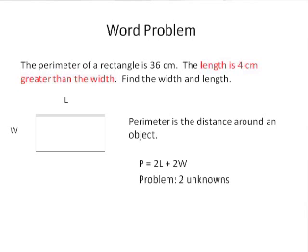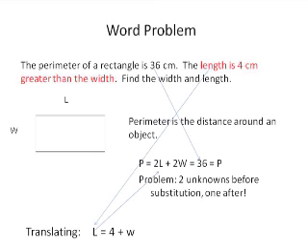We need to start pulling the information from the problem. We know the perimeter is 36 meters, and we know that the length is 4 more than the width. Perimeter is the distance around the rectangle, so we'll be adding 2 lengths and 2 widths for the perimeter. And notice the substitution for the length.